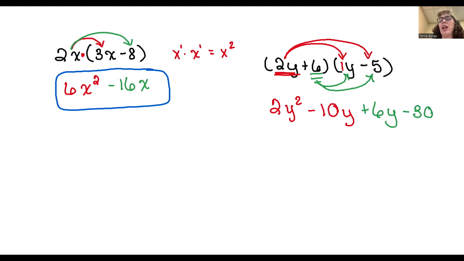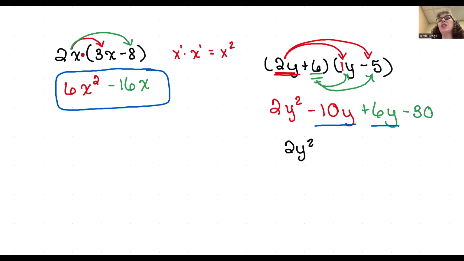We look at this and we're like, hey, can we combine any like terms? Can we simplify it? Yes, we can. We have a negative 10y and a 6y. They both have that same y value, so we're going to be able to combine those as like terms. So when we combine, if nothing combines with it, we just bring it down. So that 2y squared is just going to come down just like it was.